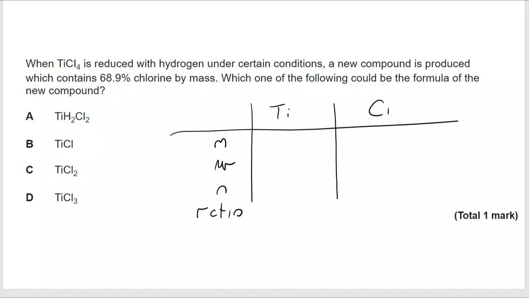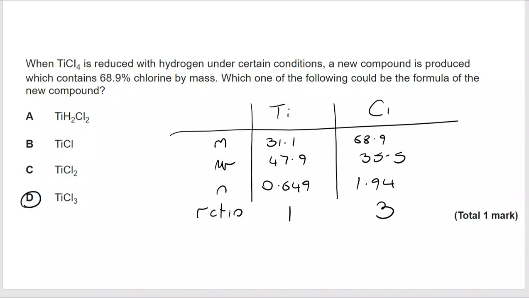So let's draw out our table, Ti and Cl. Now, we've been told 68.9% of chlorine, so we can work out the percentage by mass of titanium. We can find the Mr values, and we can use that to calculate the moles, and we get 0.649 and 1.94. Once I've got those, I simply divide by the smallest. It comes to 1 to 3. The correct answer is D.